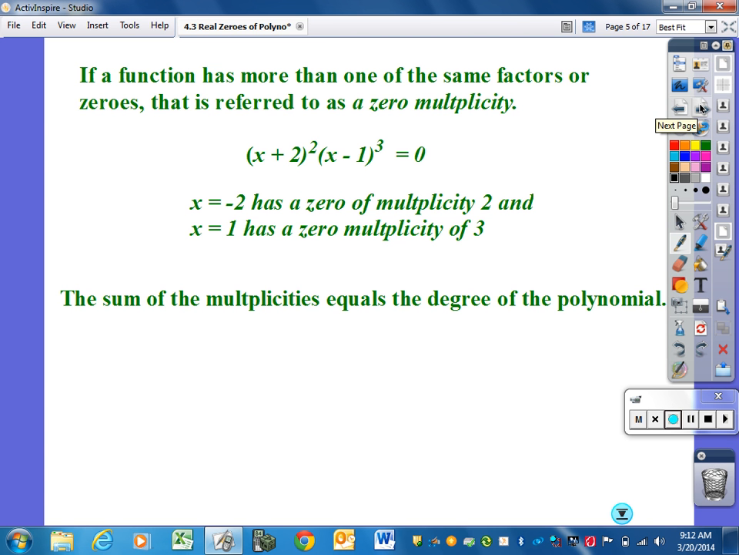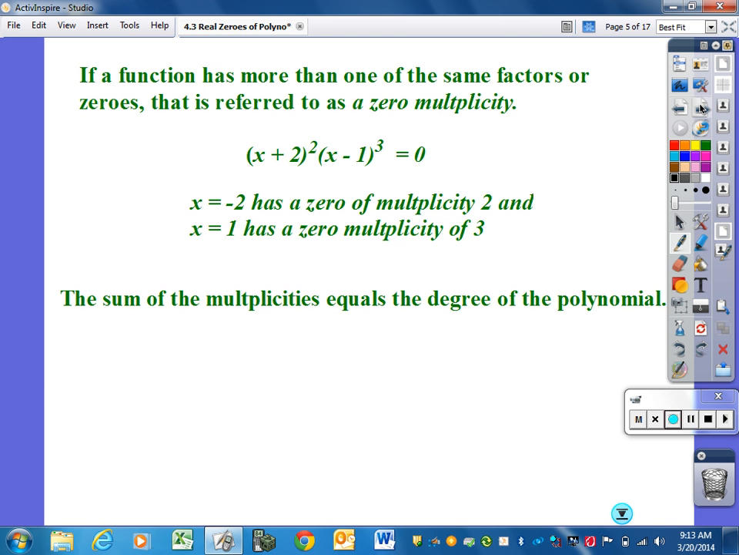All right. Now we're going to talk about multiplicity. If a function has some of the same factors, we are going to say it has multiplicity. Up to this point, if we've had 2 of the same factors, we said it was a double root. 3 of the same factors would be a triple root. 4 would be 4 of the same, 5 of the same. So instead, we're going to say it has multiplicity.